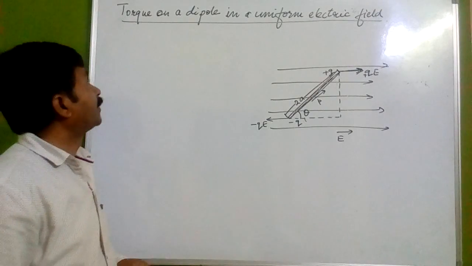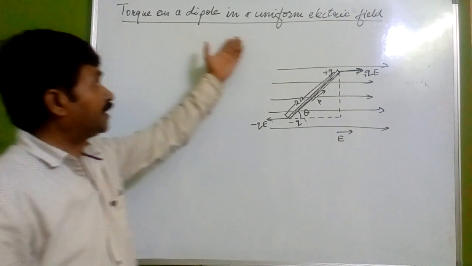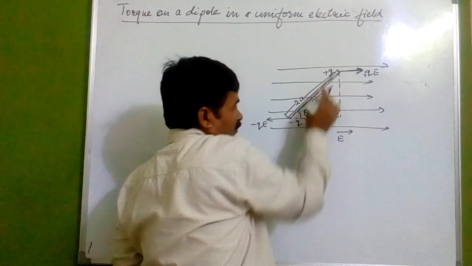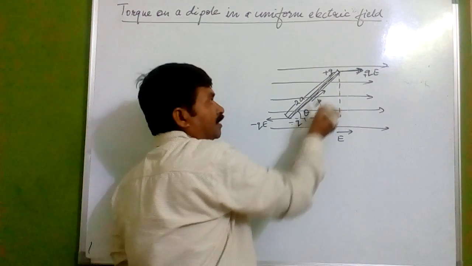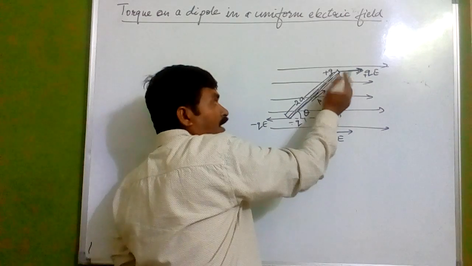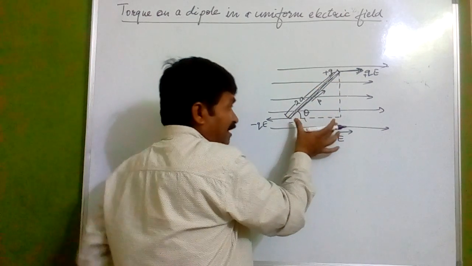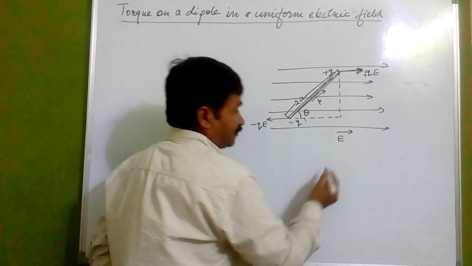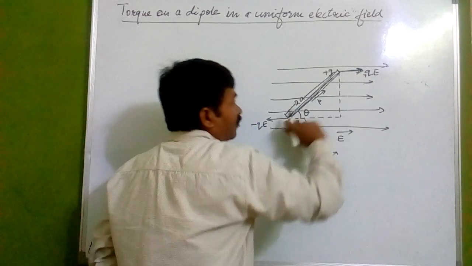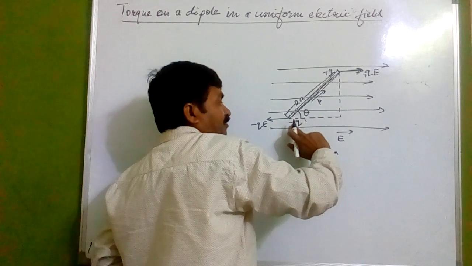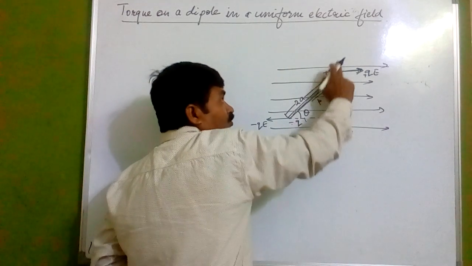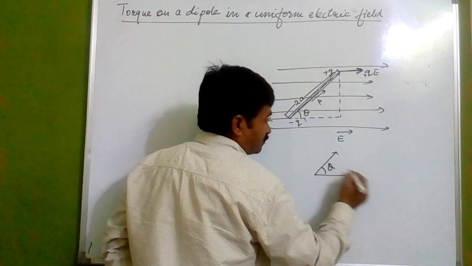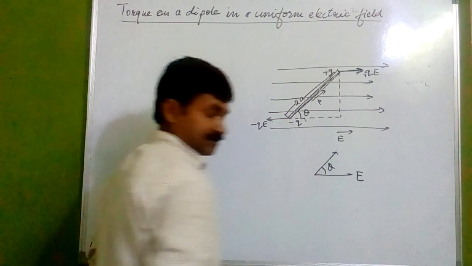Now here we are going to discuss torque on a dipole in a uniform electric field. We have taken a dipole which is having -2 charge over here and +2 charge over here, which we have kept in a uniform electric field, making an angle theta with the electric field. This is the dipole moment, whose direction we take from -2 to +2, and it makes an angle theta with the field.